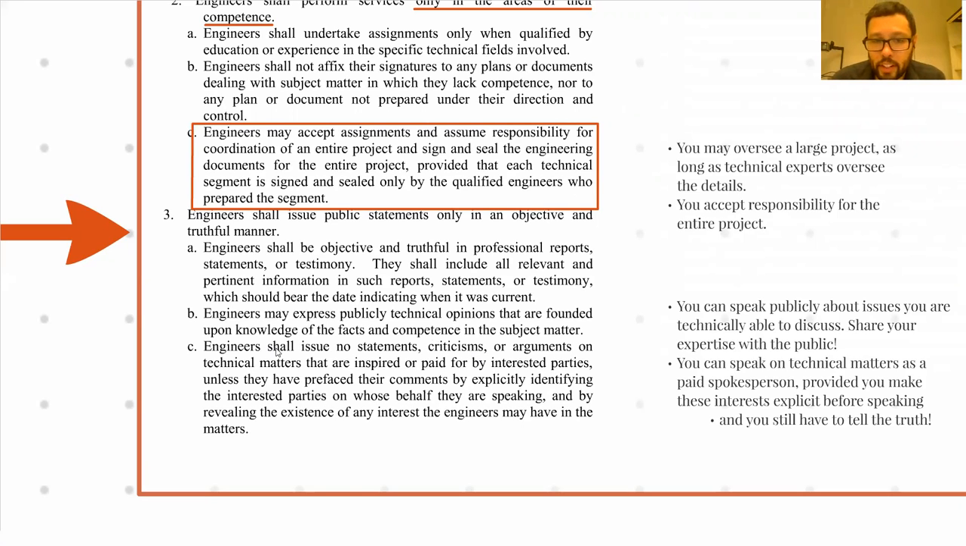So the Code of Ethics says that it's okay to be paid by a party when you're issuing statements, as long as you're still telling the truth. You can't lie. And you can't hide important issues from the public. So if the bridge is really, really dangerous, then even if you're paid by the company, you have some obligation to talk to the public about those dangers and not just hide them or ignore them.